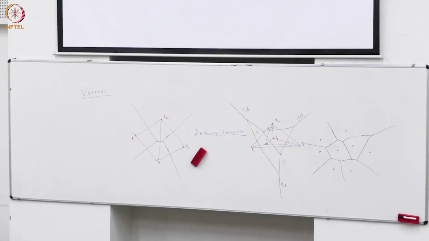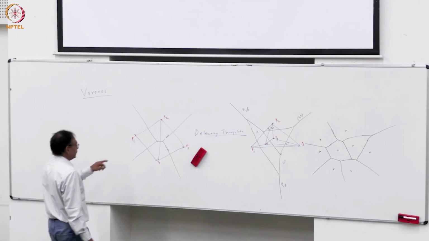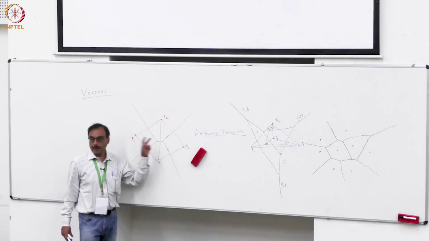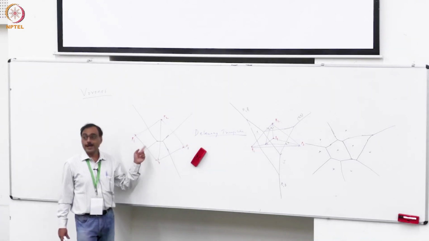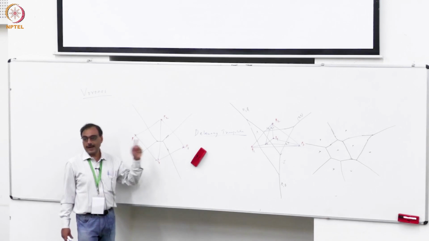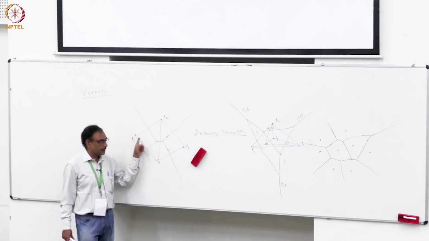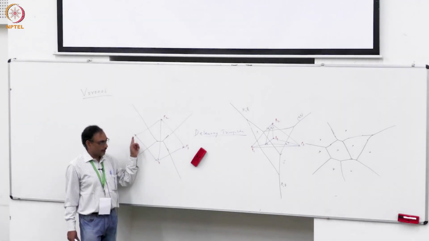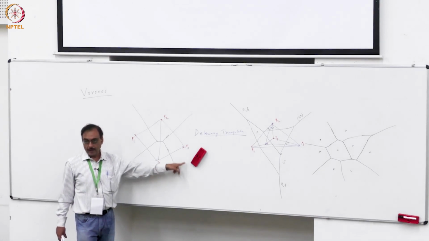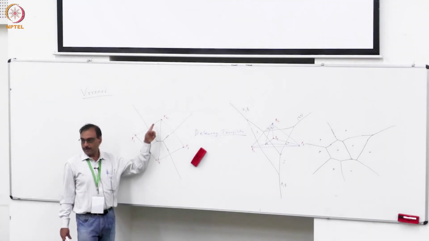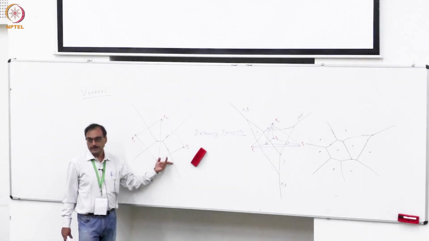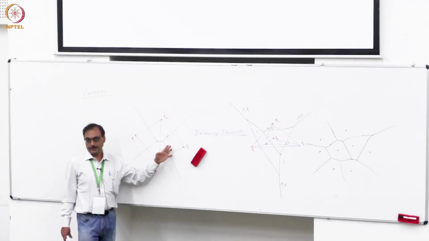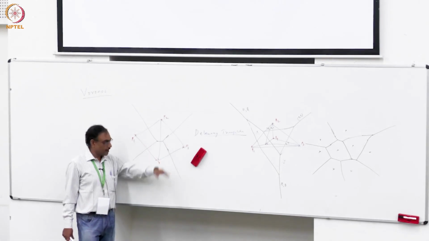So, for example, do P1 and P3 have a Voronoi edge here? Do P1 and P3 have a Voronoi edge? That means there won't be any Delaunay edge. On the other hand, you can also see that there is no edge in the Delaunay triangulation between P1 and P3. That means there is no edge in the Voronoi also between P1 and P3. These points are too far off. And I'll tell you more properties.